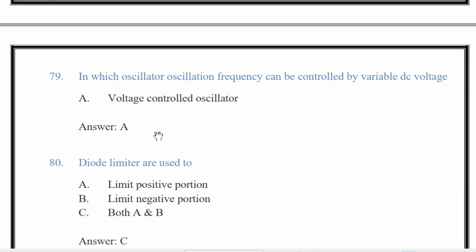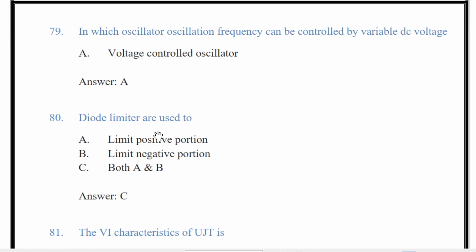Now we come to question number 79. In which oscillator can the oscillation frequency be controlled by a variable DC voltage? The correct answer is voltage controlled oscillator. A voltage controlled oscillator is an oscillator circuit whose frequency can be controlled or varied by a DC input voltage. This type of circuit is also called a voltage to frequency converter, VFC.